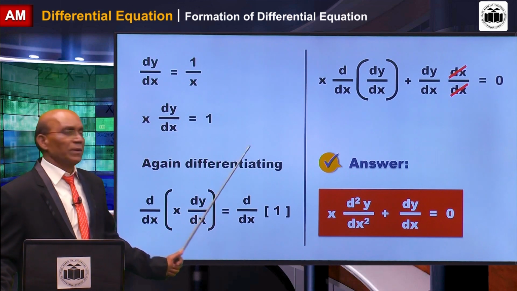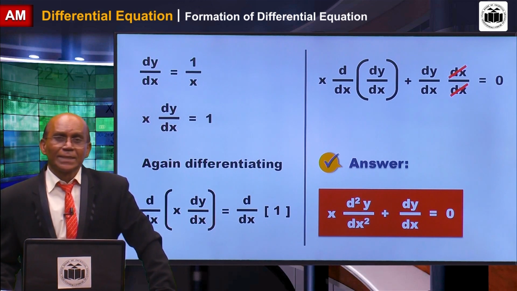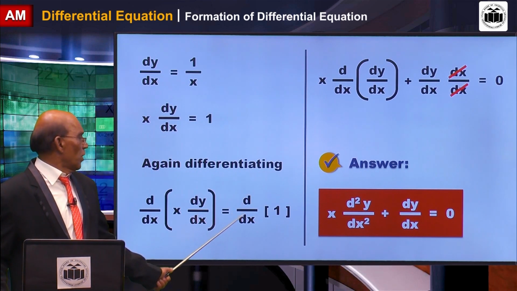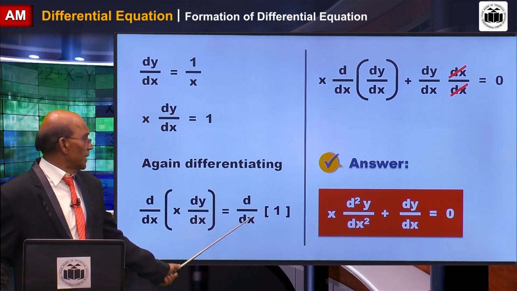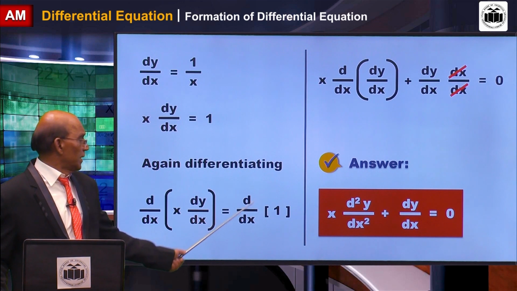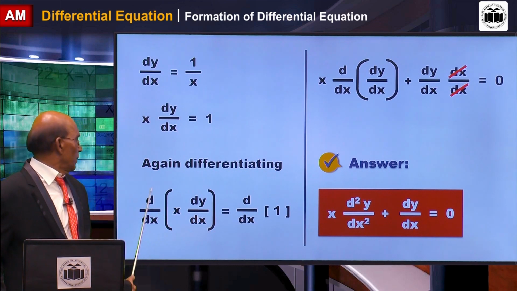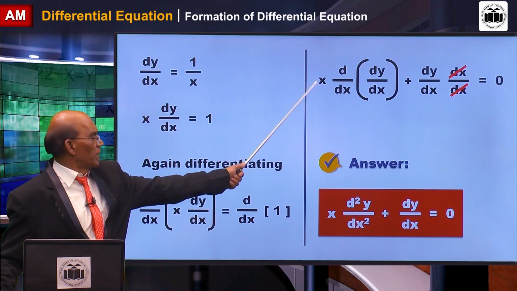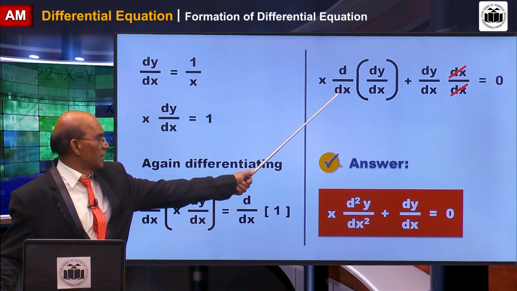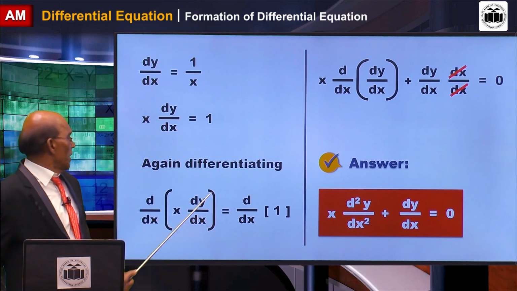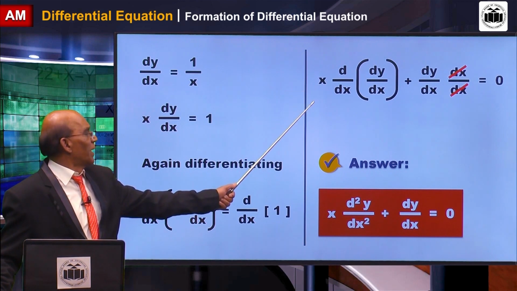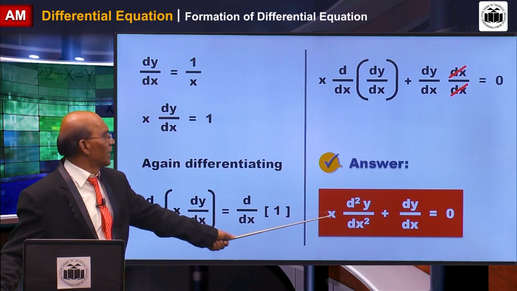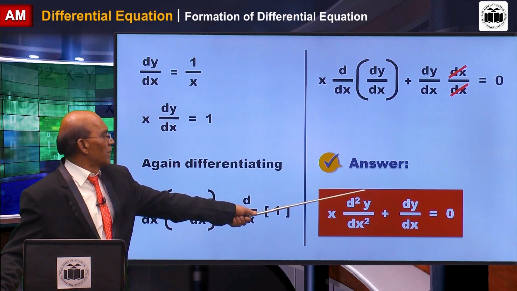Again differentiating, d by dx of x dy by dx equals d by dx of 1. Here the derivative of a constant function, as I told, the derivative of any natural number, is 0. On the left we apply the product rule: x into d by dx of dy by dx plus dy by dx into d by dx of x. After simplifying this step, we get x d square y by dx square plus dy by dx equals 0.